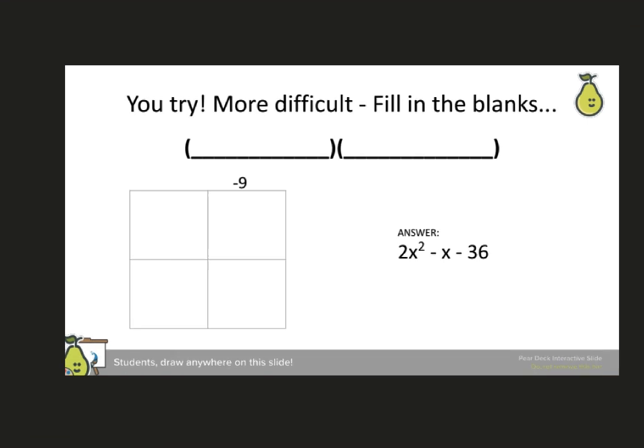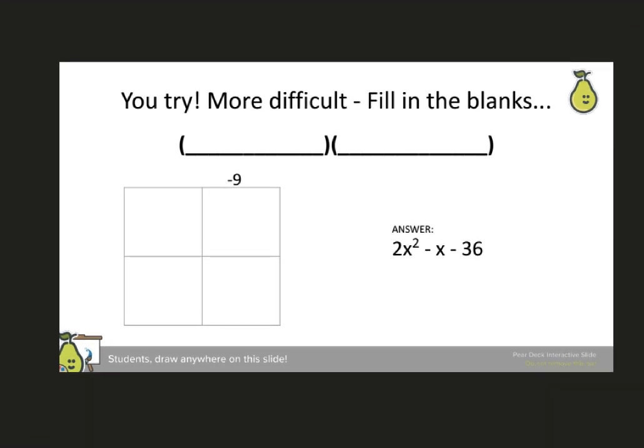Okay, let's take a look at another one here, a little bit harder, where we're not given anything except that negative 9. And again, we know that this is going to be your x squared term. This is going to be the combination of adding your x terms, and this is going to be negative 36. Well, we have enough information to fill out some of the outside. If this is negative 9 and this is negative 36, in order to make a negative, we know that this is going to have to be positive, and it's going to be positive 4.